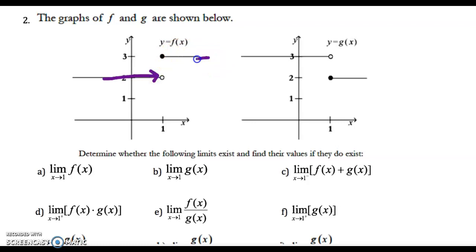the left-handed limit would be 2. The right-handed limit would be 3. Those are not the same targets, so this one would be a DNE. The next one says, what's the limit of g of x as x approaches 1? So as x approaches 1 on the g function, the left-handed limit would be 3. The right-handed limit would be targeting at 2. Again, the limit would not exist.